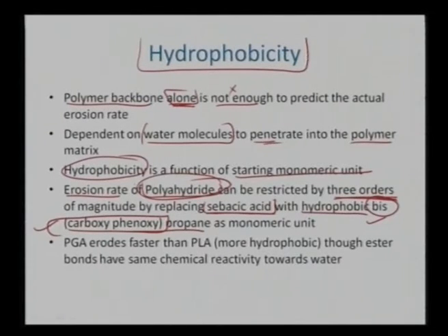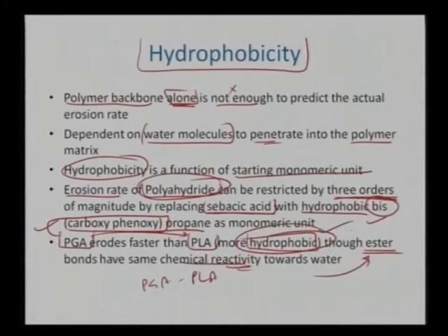And again we can see that PGA can erode much faster than PLA, because PLA is much more hydrophobic in nature, though in both cases we have the same ester bonds. So in both PGA as well as PLA we have the same ester bonds, and the same chemical reactivity, but because of hydrophobicity PGA is dissolving at a much faster rate. So in this particular case we can see the overall effect of hydrophobicity, that though the polymeric backbone is one of the very key things about the polyamides, polyesters and polyanhydrides, the polyanhydrides being the fastest degrading material.